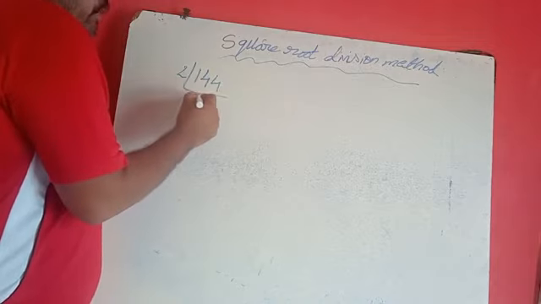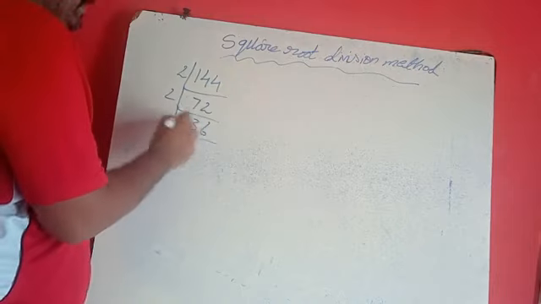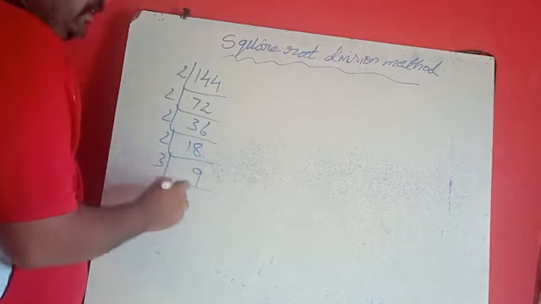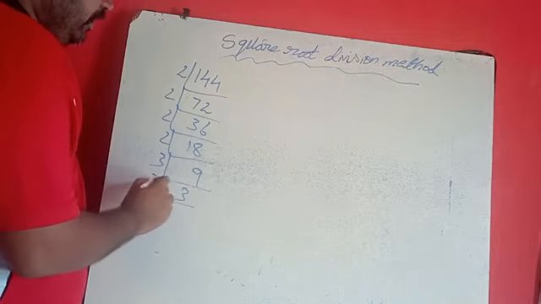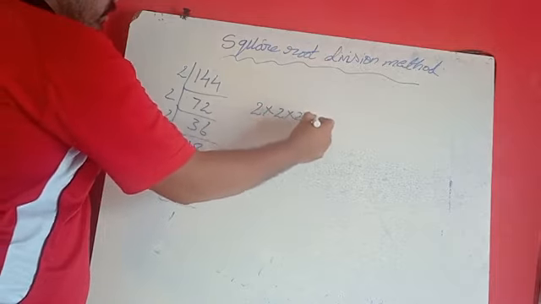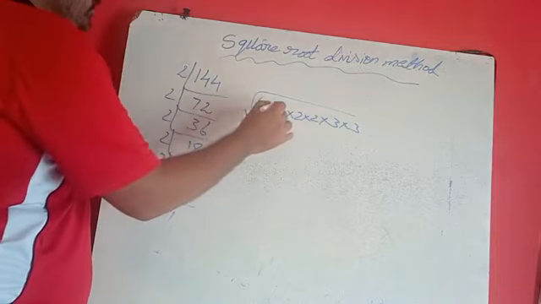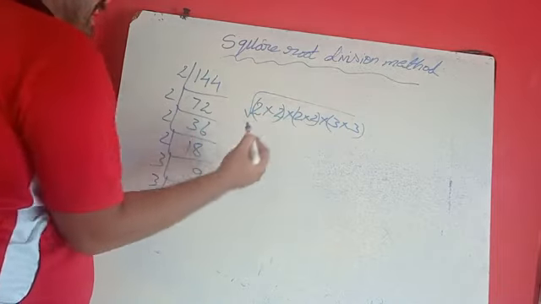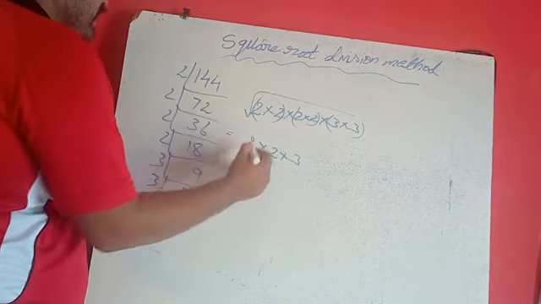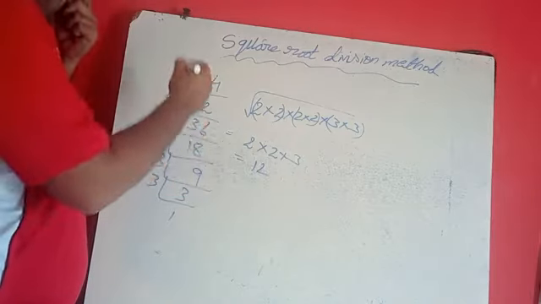We did like this: 2 table, 72 times; 2 table, 36 times; 2 table, 18 times; 2 table, 9 times; 3 table, 3 times; 3 table, 1 time. After writing like this, 2 into 2 into 2 into 2 into 3 into 3. For this we put the square root. For each two same numbers, we use brackets. Finally, the answer we write is 2 into 2 into 3. Each set of brackets will give one number: 2 into 2 is 4, 4 into 3 is 12. Like this, you can do it properly.